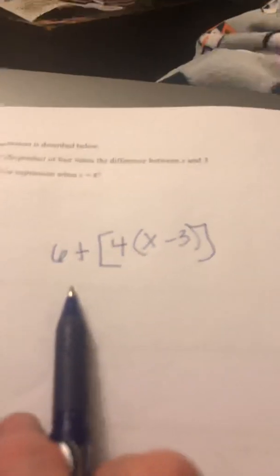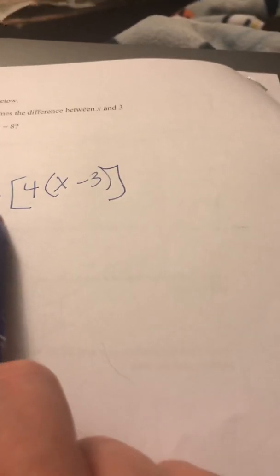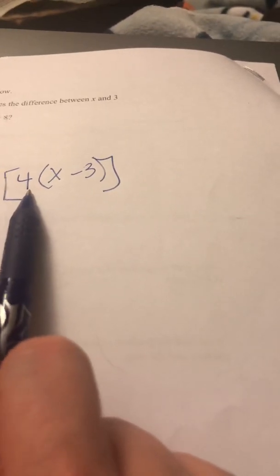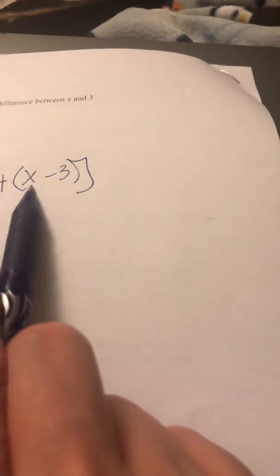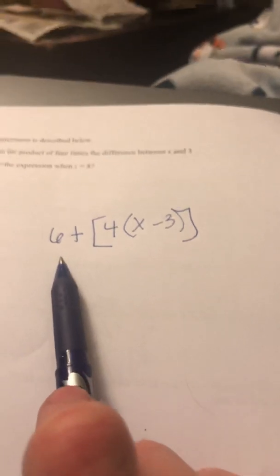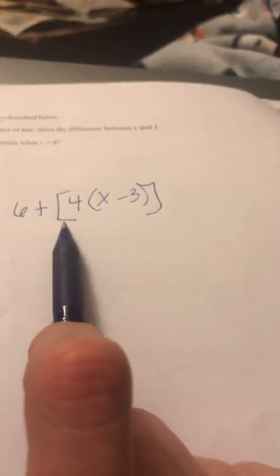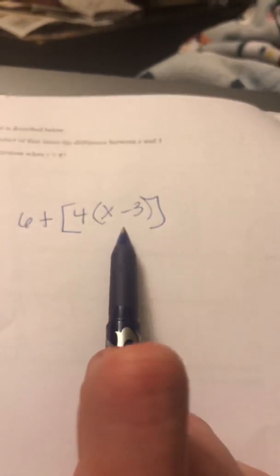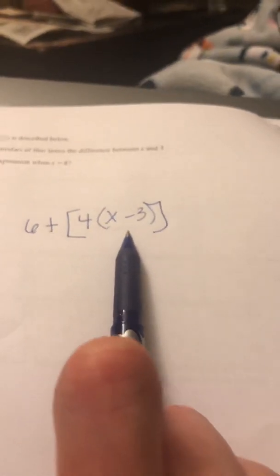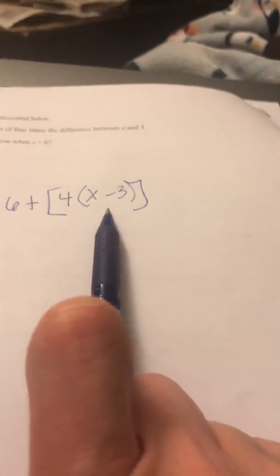So let's see if the expression I wrote matches these words. So the words are 6 more than the product of 4 times the difference between x and 3. Yep, I'm pretty sure I got it.